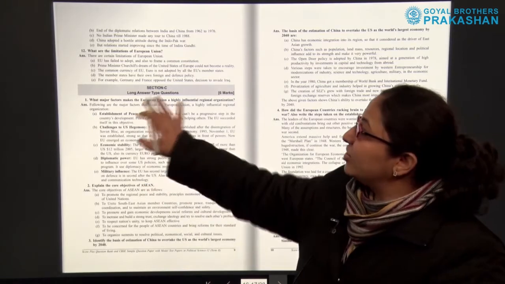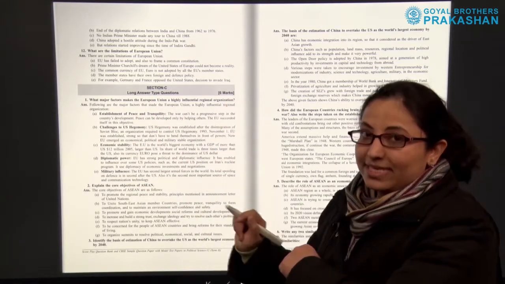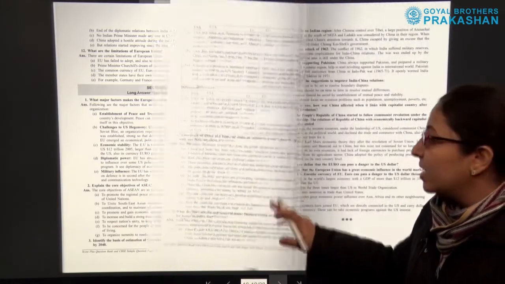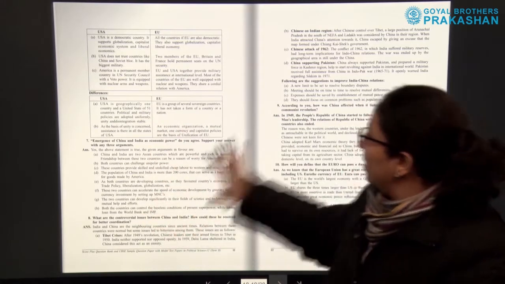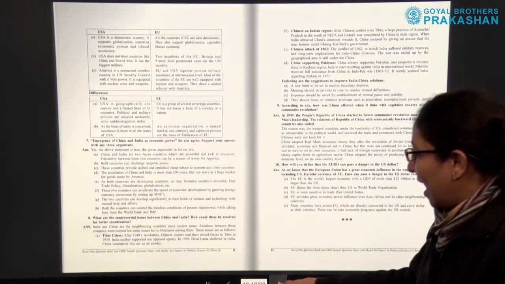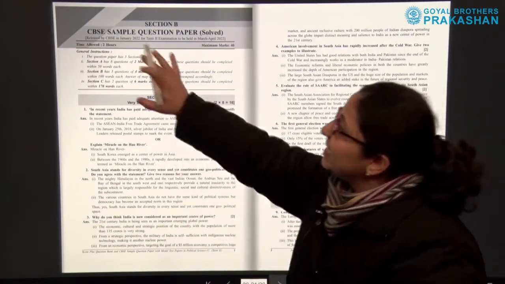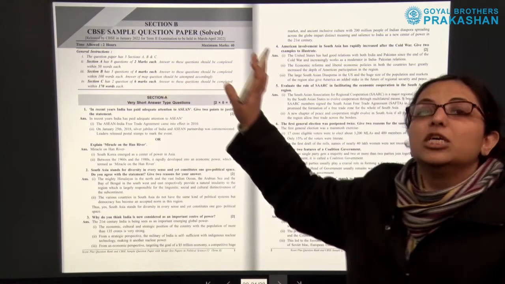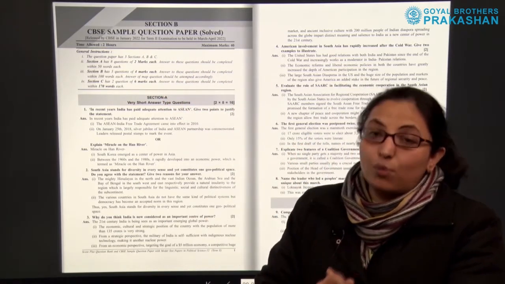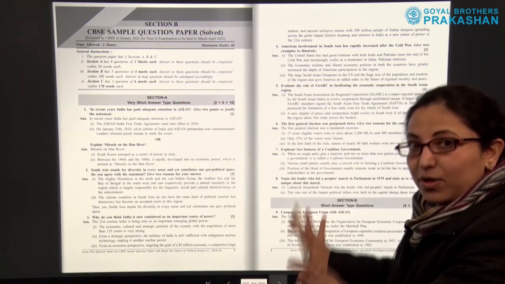After that, we have section C, the long answer type questions. These are for 6 marks each. These are all long answer type questions along with the answers. You can see all the answers are given here. There are 10 long answer type questions. After that, we come to section B of the book, which is the solved CBSE sample question paper. Now, this is the same paper which has been released by the CBSE board for this term's examination. So, this is the sample question paper.